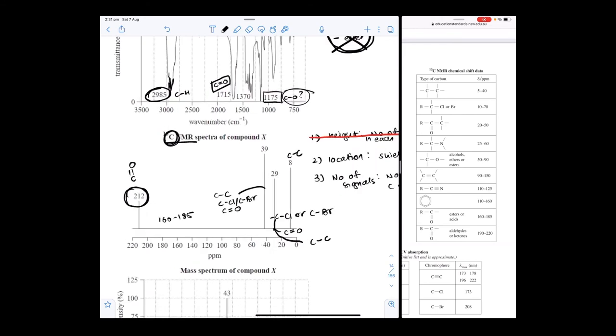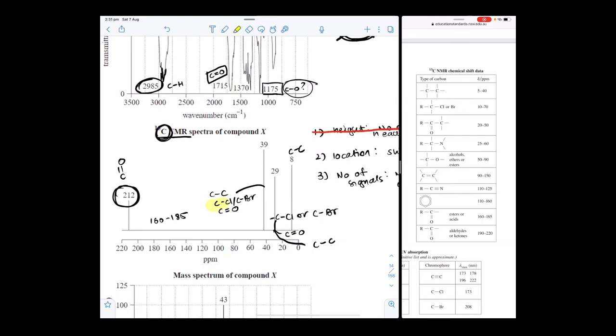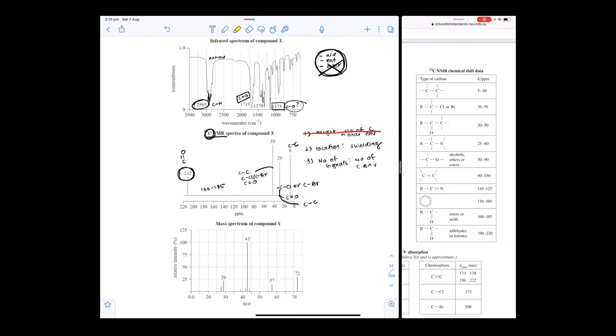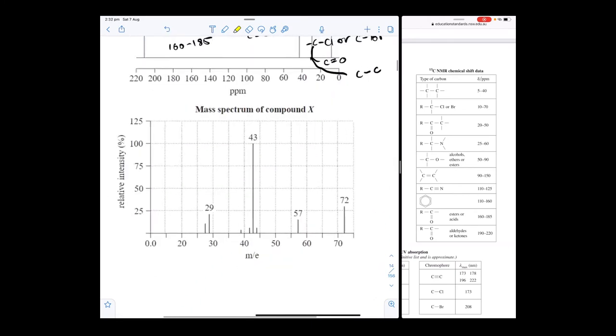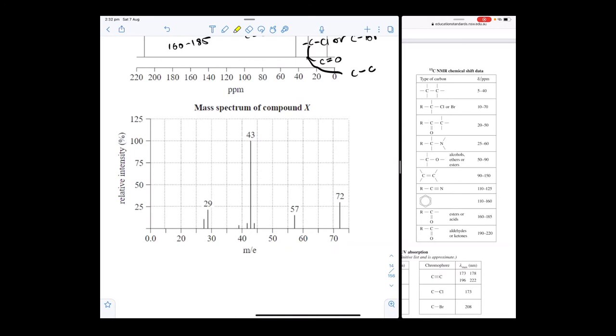And the other additional thing it could have is a chlorine or a bromine. That's the only other thing. Makes sense to all of us? Okay, let's go to the final one now. So mass spectra, what are the two peaks, Kushal, that we need to be looking at? There are only two peaks we need to be focusing on here. What are they?